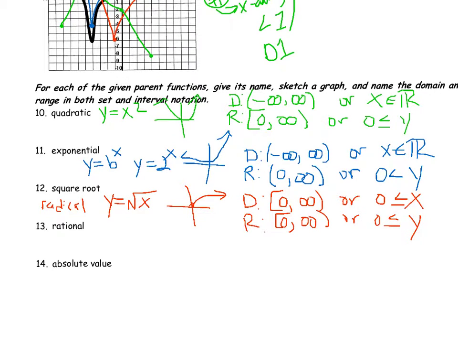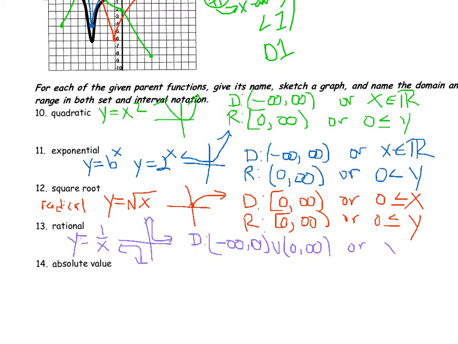Rational is our y equals 1 over x. The graph is in 2 parts, and it never touches either axis. So our domain, we're going to say negative infinity to 0 with a parenthesis, because we don't touch 0, union 0 to infinity, because we never touch 0, but we go everywhere else. The short version would be to say x does not equal 0. Our range is the same thing, negative infinity to 0, union 0 to infinity, or y is not equal to 0.